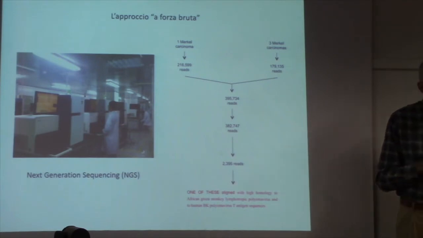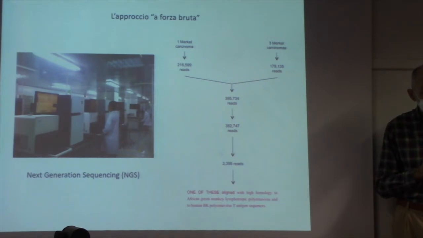polyomavirus, which in non-human animals is a known tumor virus. At that time, no human polyomavirus was known to cause tumors in humans. Humans are typically more resistant to tumors than most animals, because we live so long. That's because we need to be resistant, otherwise we wouldn't be able to live so long.